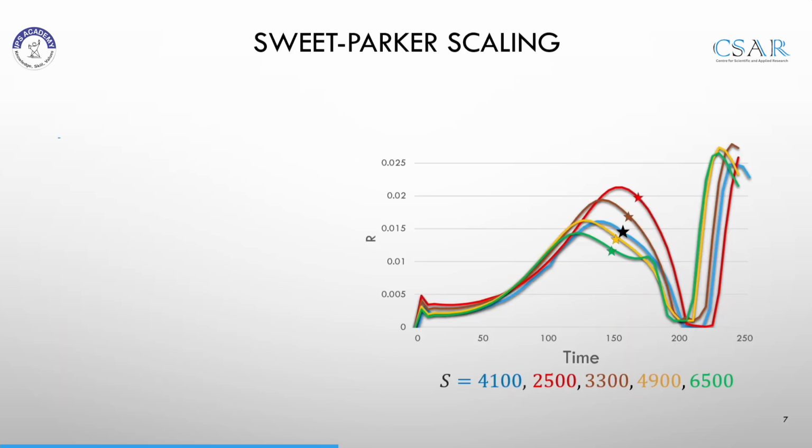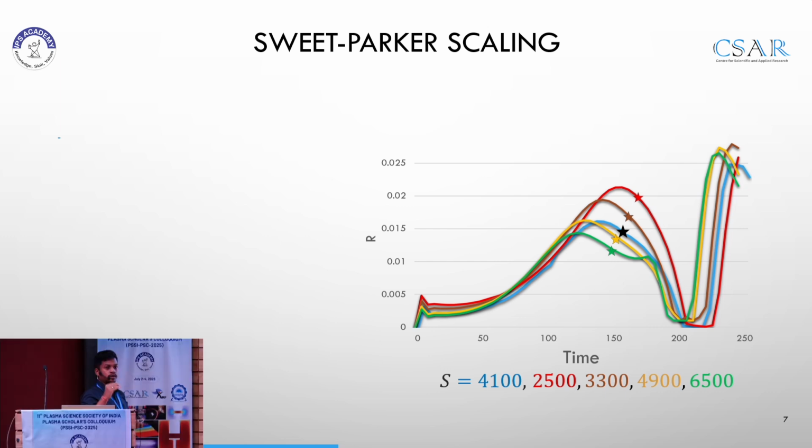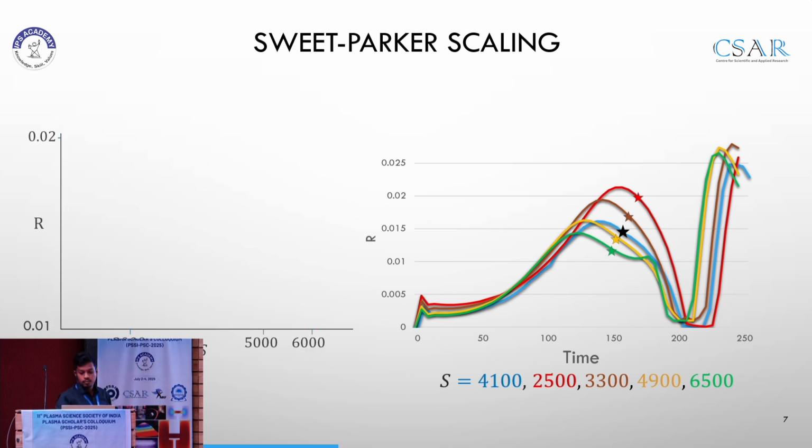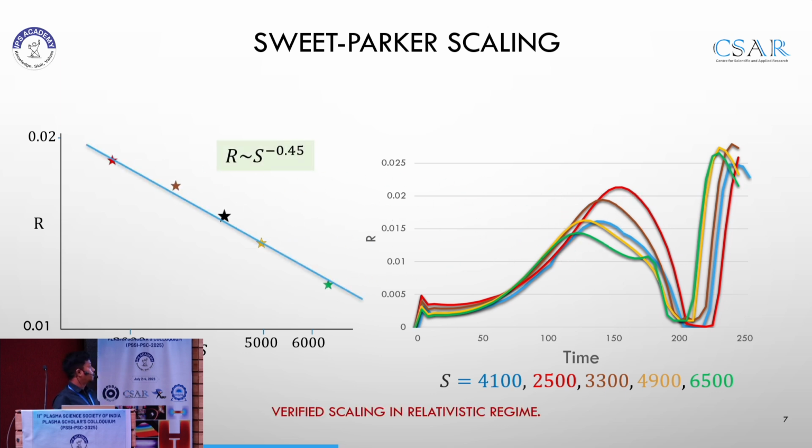Now, similar simulations were done for different Lundquist numbers. So to recap, if we increase the Lundquist number, it is just reducing the resistivity. So what we see is that with increase in resistivity, the reconnection rate increases. And if we plot the reconnection rate with Lundquist number, we obtain a scaling of R proportional to S to the power minus 0.45. In this way, we verify the Sweet-Parker scaling in the relativistic regime.